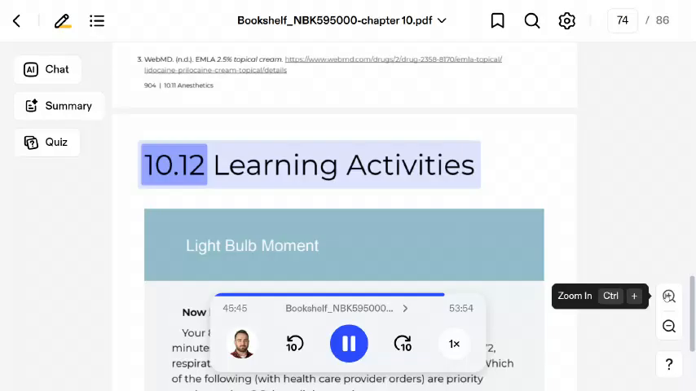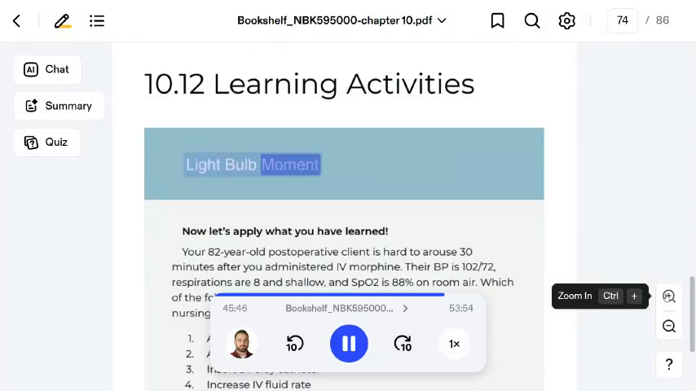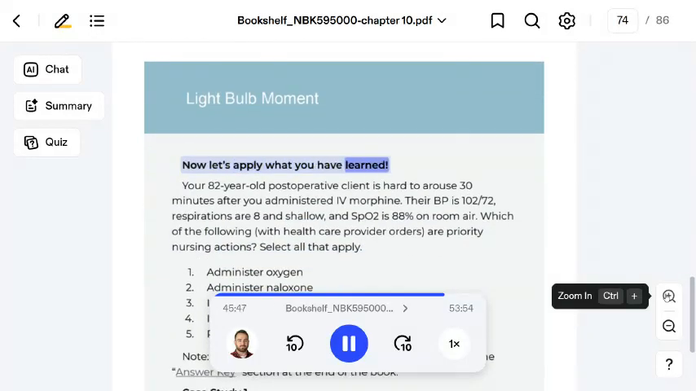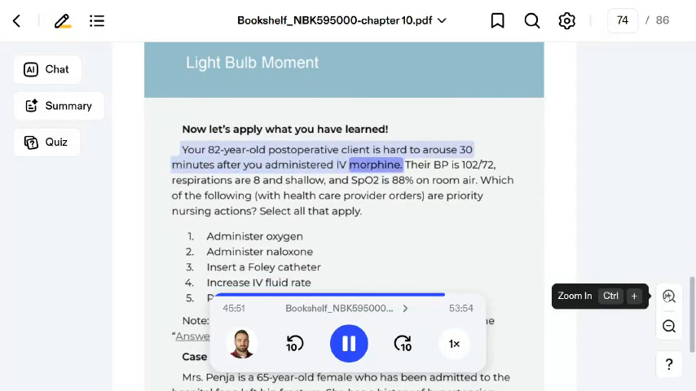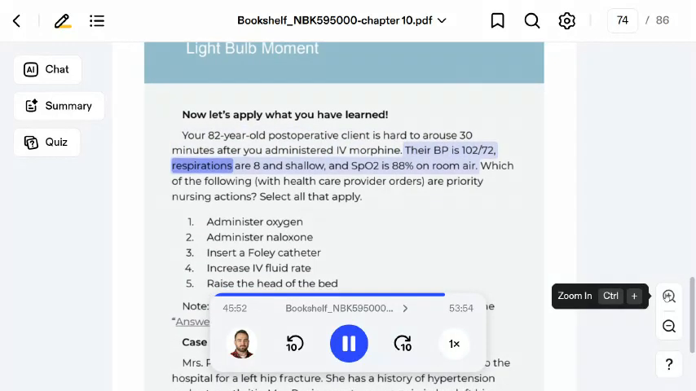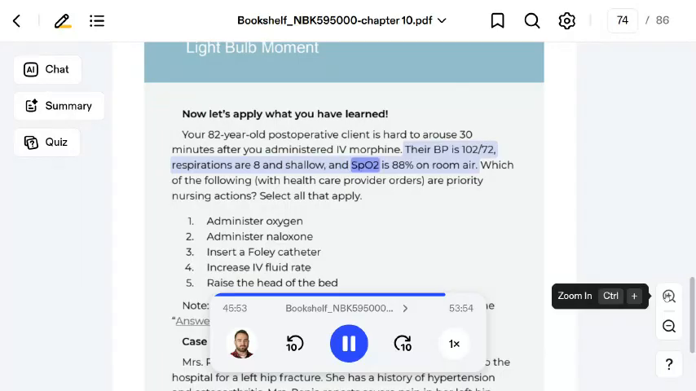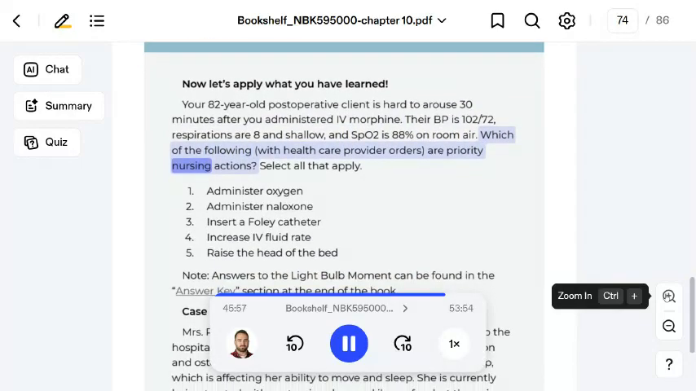10.1.2 Learning activities. Lightbulb moment. Now let's apply what you have learned. Your 82-year-old postoperative client is hard to arouse 30 minutes after you administered IV morphine. Their BP is 102/70, respirations are 8 and shallow, and SpO2 is 88% on room air. Which of the following are priority nursing actions?